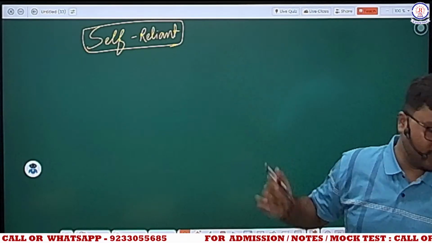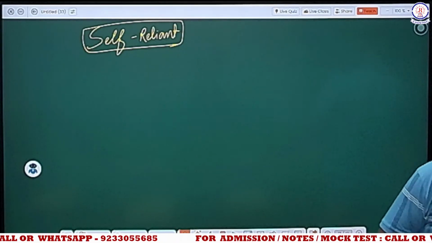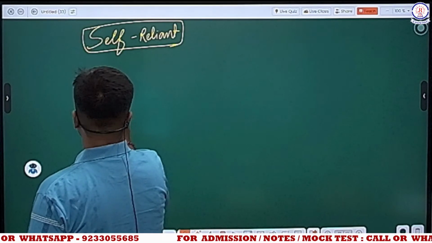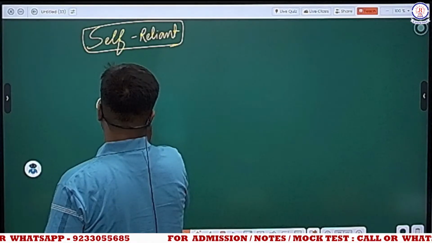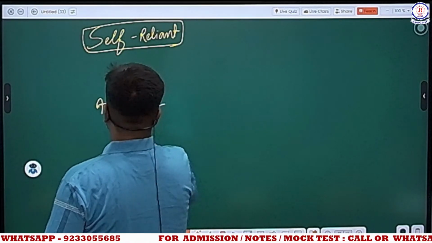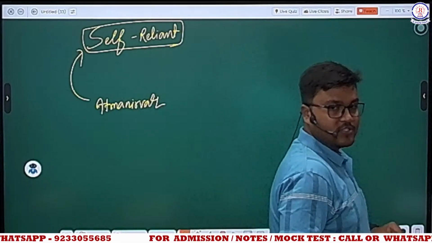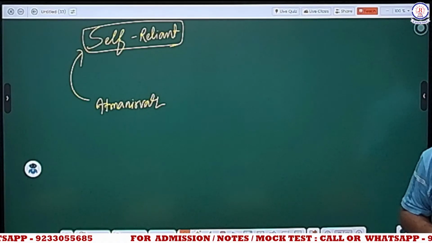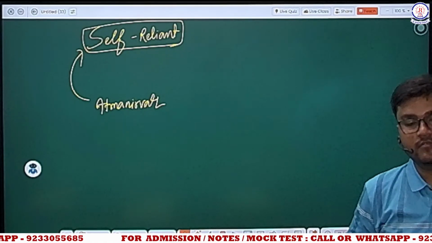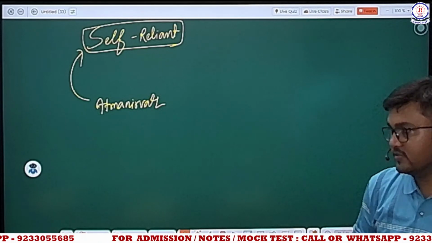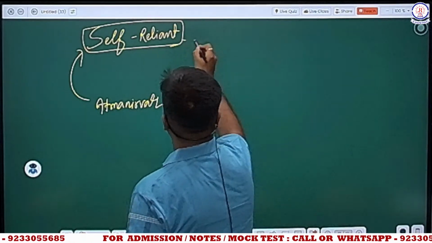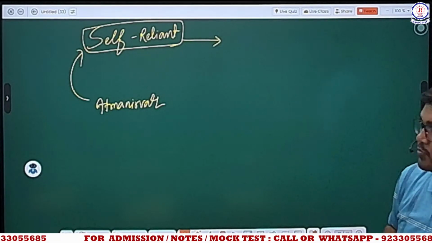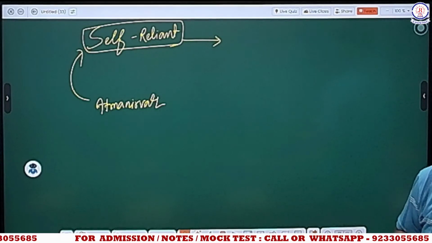So what did they mean by self-reliant India? Atmanirbhar can be considered the modern version of the self-reliant India envisioned in the 5-year plans. So what did they mean by self-reliance? Because at that time India was suffering from famines, and a huge number of people were malnourished or stricken by poverty.